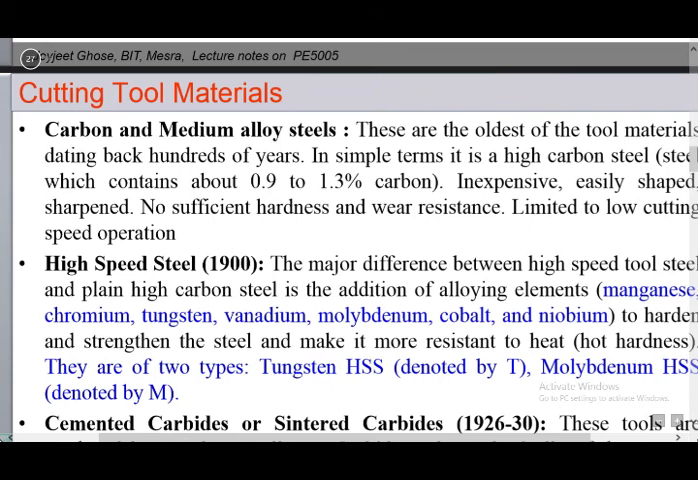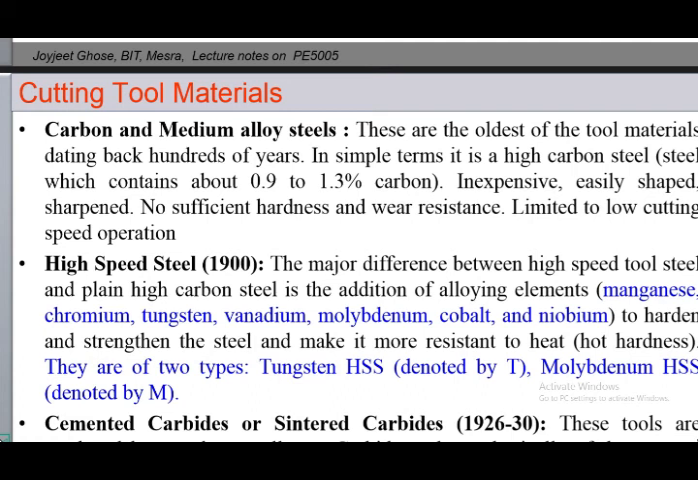Next, cutting tool materials. This is the last topic of the cutting tool. Geometry of the cutting tool, you know that. Types of tools, you know that. And next, geometry and angles. Finally, we discuss the cutting tool materials: carbon and medium alloy steels and high speed steels. You go through them one by one deeply. You already know the previous topics.